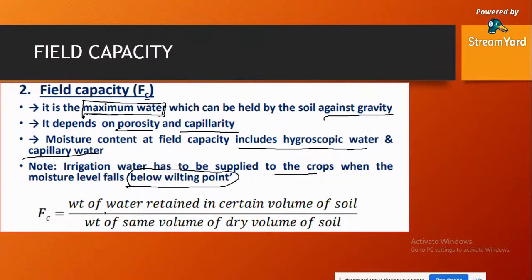So field capacity is what? We know from geotechnical engineering that water content is the weight of water to the weight of solid particles. Similarly, field capacity is the weight of water retained in a certain volume of the soil to the weight of the same dry volume of the soil.